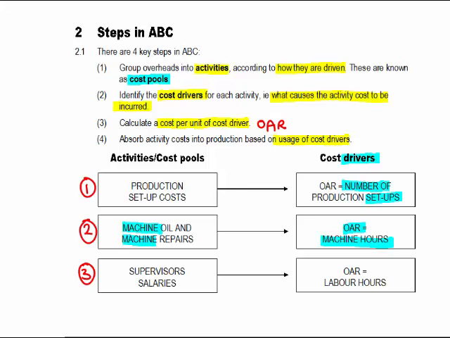Supervisor salaries, on the other hand, are going to be linked more to labour and the amount of labour that they have to supervise. So the more labour hours, the more need there is for supervision. So the final cost driver is going to be labour hours. Now that means that when we're going to allocate and absorb these activities into production, we're going to have 3 sets of overhead absorption rates to use, and therefore we'll have 3 lumps, if you like, of overhead absorbed into the cost of our units.